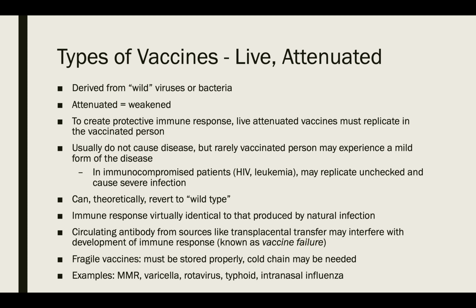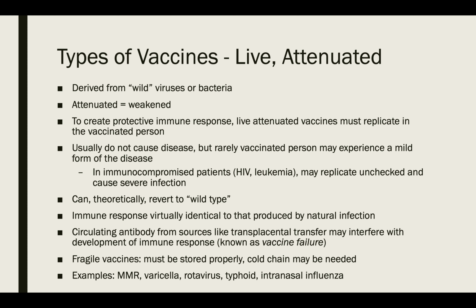They usually do not cause disease, but very, very rarely a vaccinated person may experience a mild form of the disease. That is extremely rare, and it's typically in immunocompromised patients. In an immunocompromised patient, even though it's not really a pathogenic virus or bacteria anymore, it can replicate unchecked, and it can cause a severe infection just because it's replicating a lot. It's going to cause a lot of inflammation, a lot of activation of your innate immune system, and that alone can cause a lot of problems. But that is, again, in immunocompromised patients, people with HIV and leukemia, or it could be other reasons.